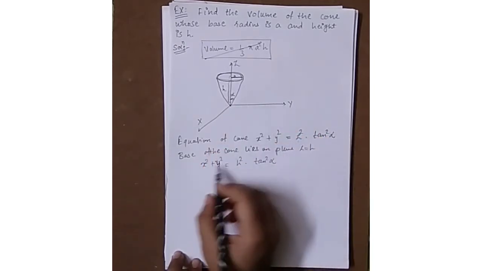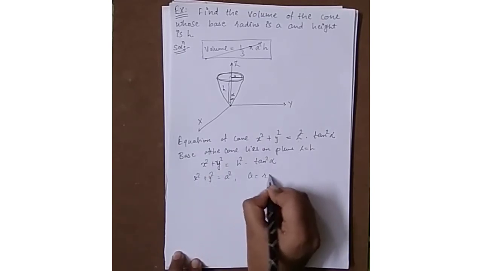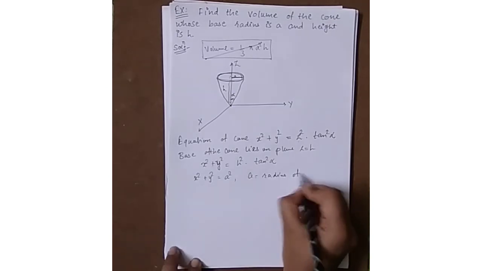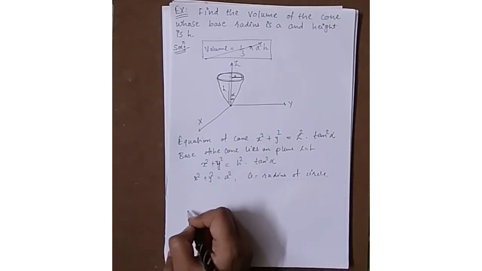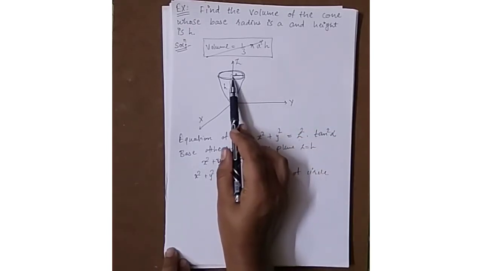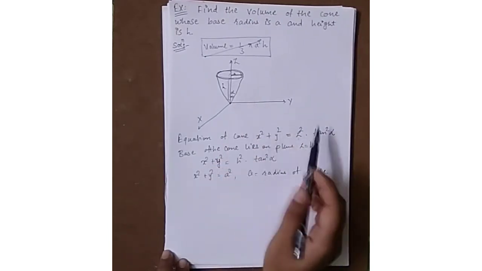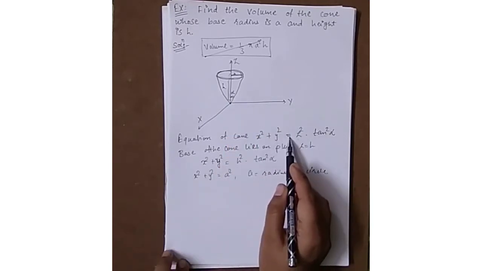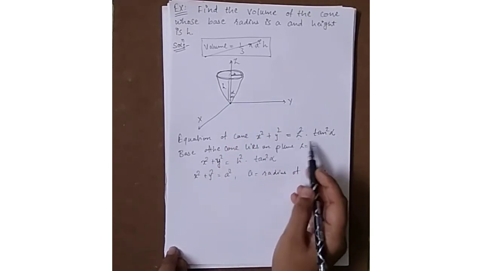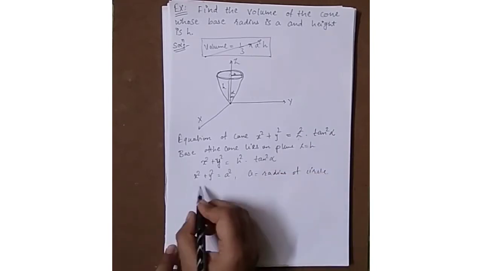this circle is x square plus y square is equal to a square. A is the radius of the circle. So in this example, my z varies from this to this, up to h. So the equation of this cone is x square plus y square is equal to z square into tan square alpha. Make z is equal to what is the value of z.